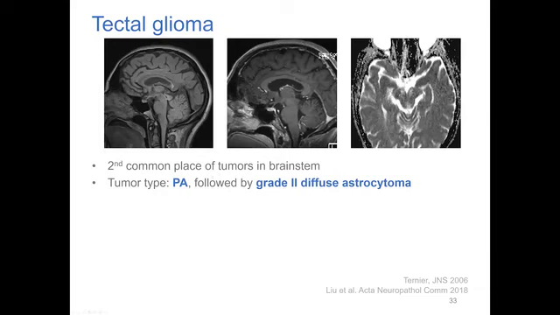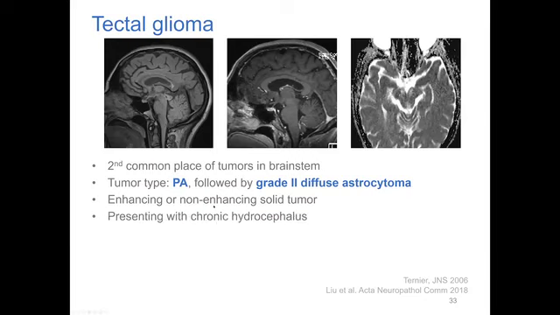And of the tumor types, the most common one is the pilocytic astrocytoma, followed by grade 2 low-grade tumors. The case shown here is a grade 2 tumor. And the tumor in the midbrain could be enhancing or non-enhancing. They usually tend to present with early and chronic hydrocephalus.